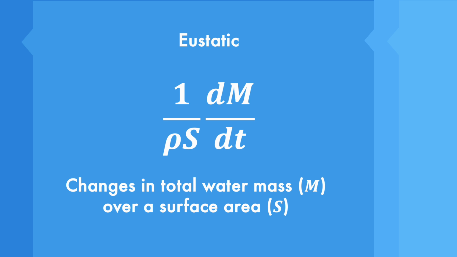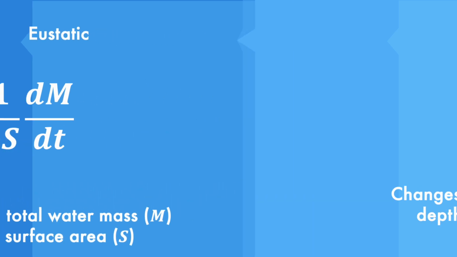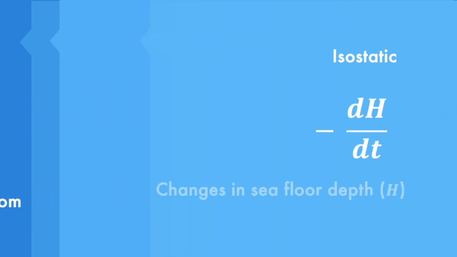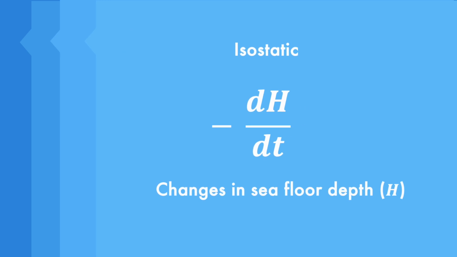Next, the eustatic term, which tracks changes in the mass of the ocean over time. This next term represents changes in water density, which is tied to steric changes. As the temperature and salinity of seawater change, so does its density. Finally, dHdt accounts for the vertical movements of the seafloor. This is connected to isostatic changes, where land can rise or sink due to geological processes like post-glacial rebound.